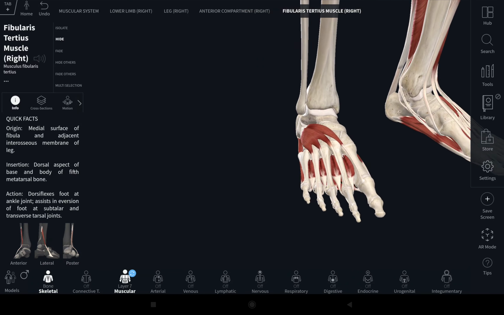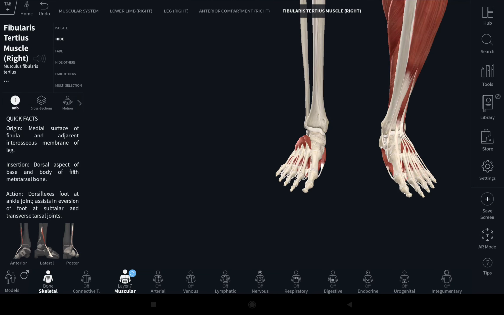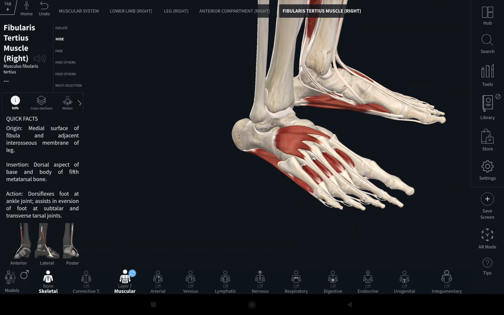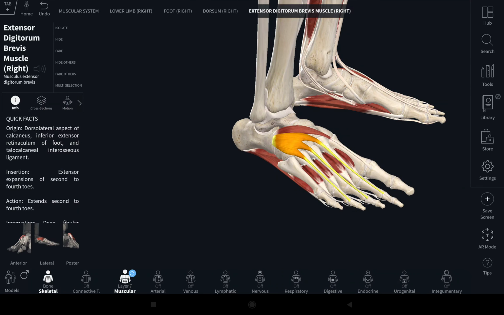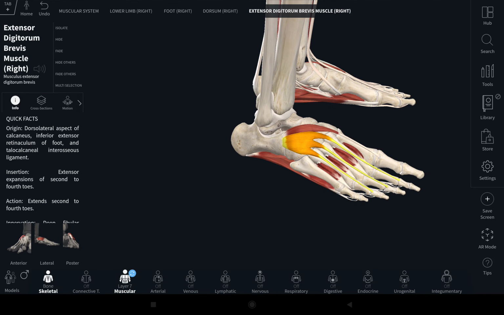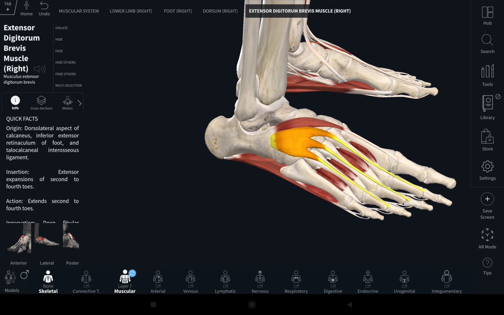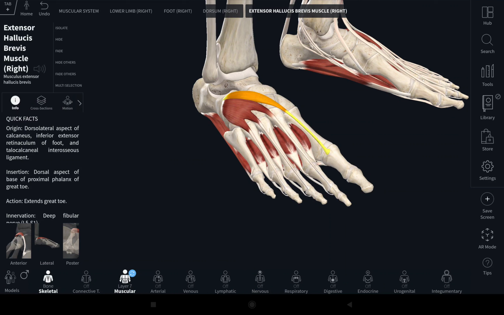Now we have completed the muscles of the leg. Now we know the names of the muscles of the foot. The first muscle we see here is the extensor digitorum brevis muscle. We previously learned the extensor digitorum longus muscle, so obviously there is an extensor digitorum brevis muscle. Besides it is the extensor hallucis brevis muscle.